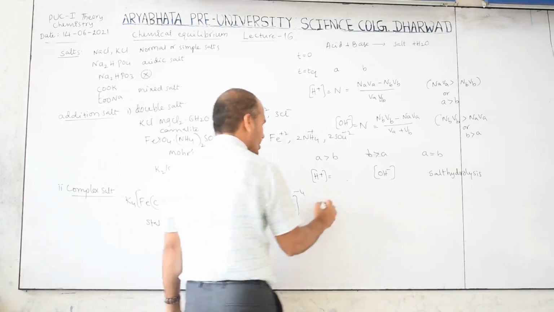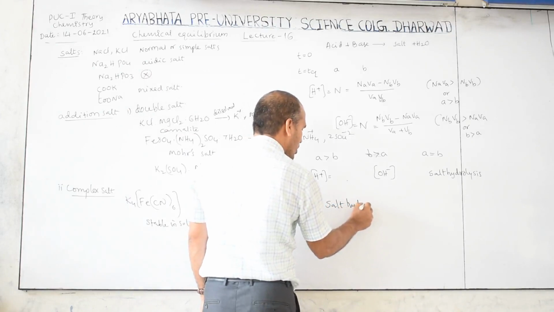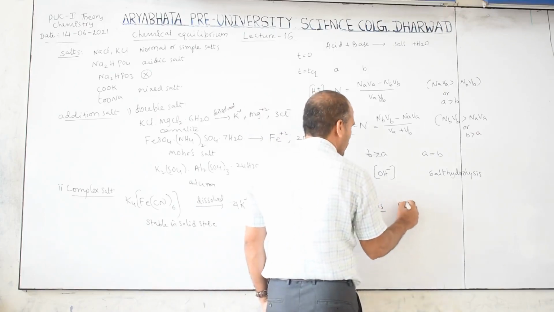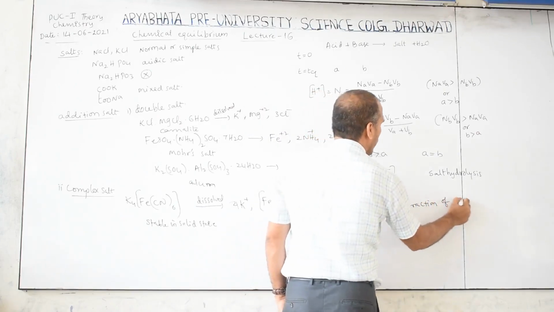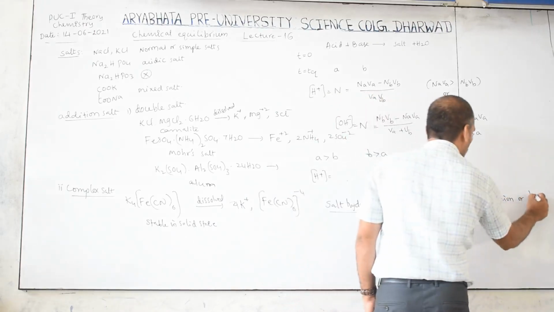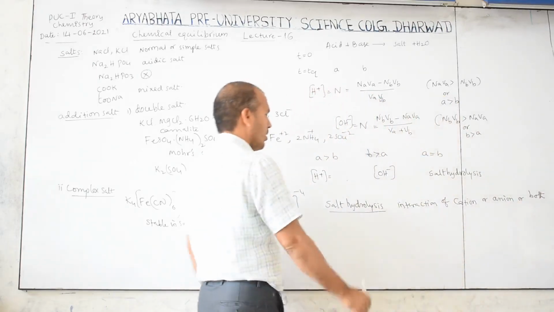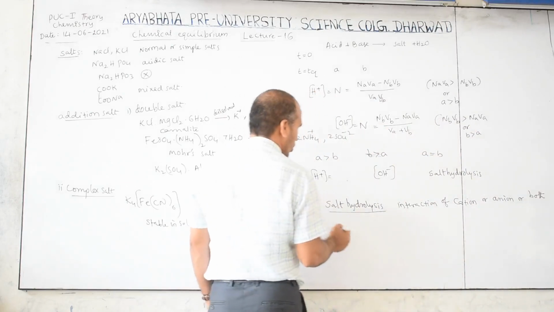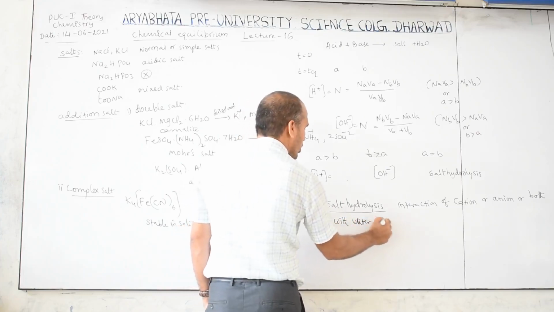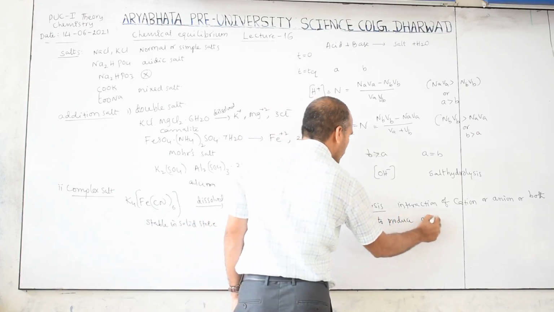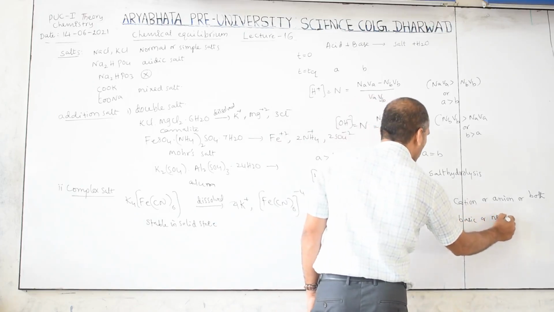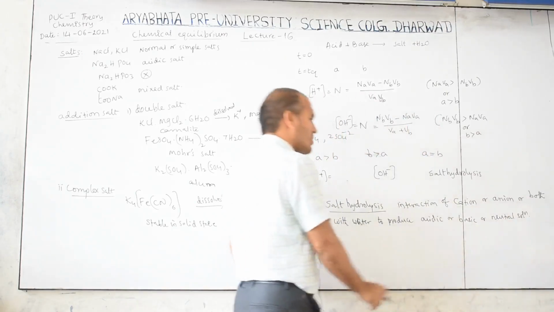Then what is salt hydrolysis? Now the definition: salt hydrolysis is the interaction of cation or anion or both, meaning cation and anion, with water to produce an acidic or basic or neutral solution. That is called salt hydrolysis.